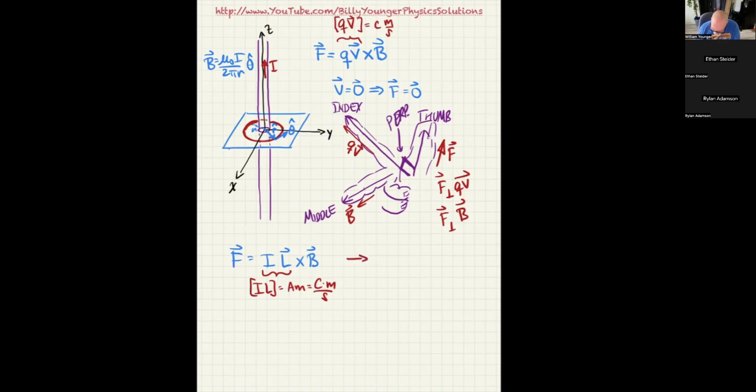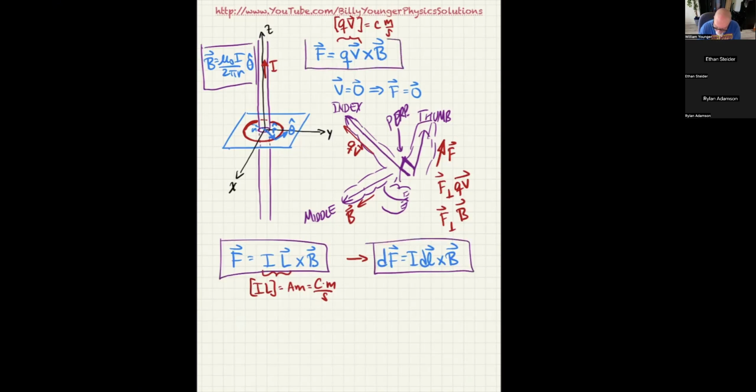But often we don't have a straight line. Sometimes we have a bent line, and we often don't have a uniform magnetic field. We often have a magnetic field that changes from location to location. When that's the case, then this equation becomes dF is equal to I dL cross B. And that's another one we use. So you really need to know these equations and these two right-hand rules. Okay. Anybody have any questions about those?